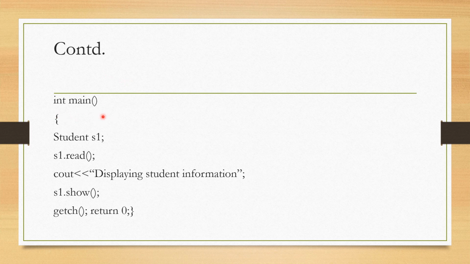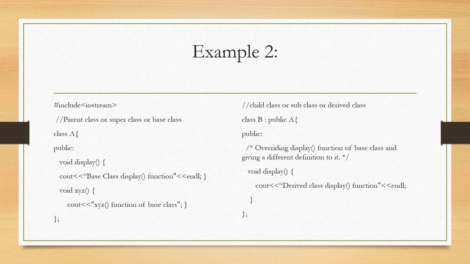So in the main function now we will make an object of the derived class, that is your student class, and now we are calling read with the help of this object, right? So s1 dot read will call read of your derived class, and in a similar way, to display the student information we will be calling the show function, and it gives the concept of function overriding. I hope it is clear to you.